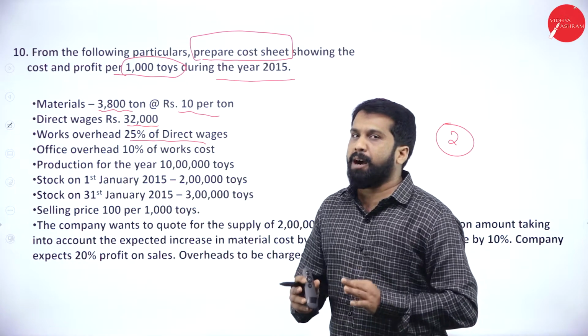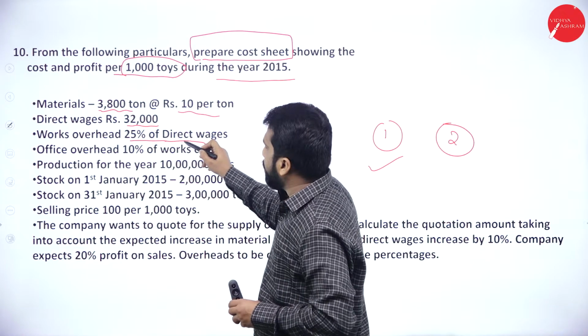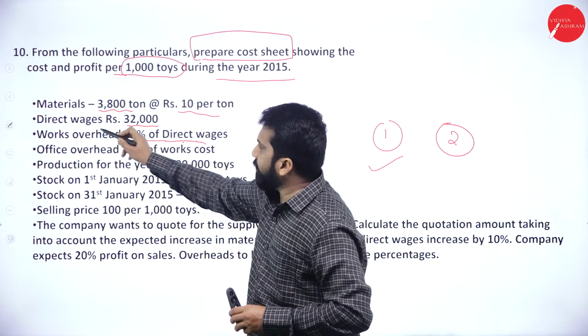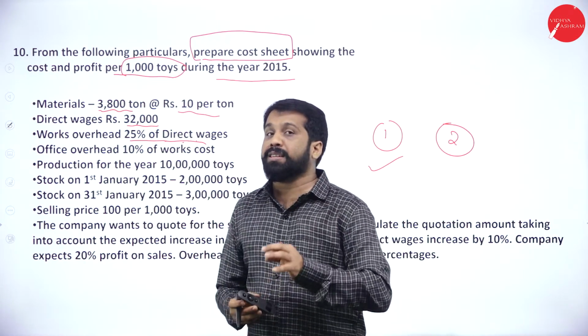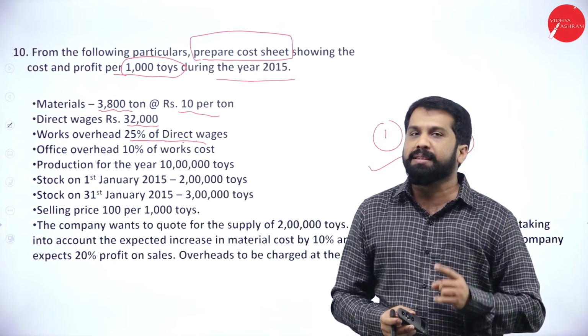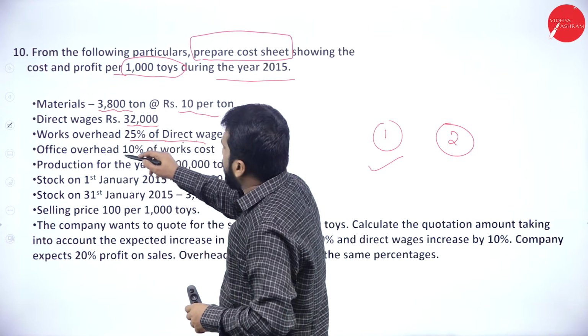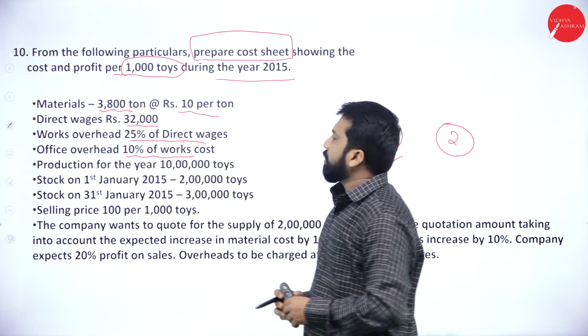Factory overhead. Now, how to find out factory overhead? 25% of direct wages. What is your direct wages? 32,000. On 32,000, you are supposed to calculate 25%. Clear? Yes. Next. Office overhead, 10% of work cost.